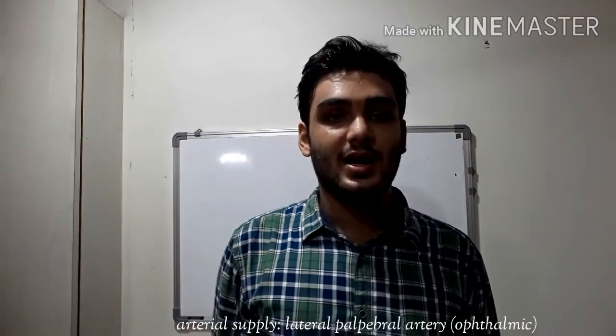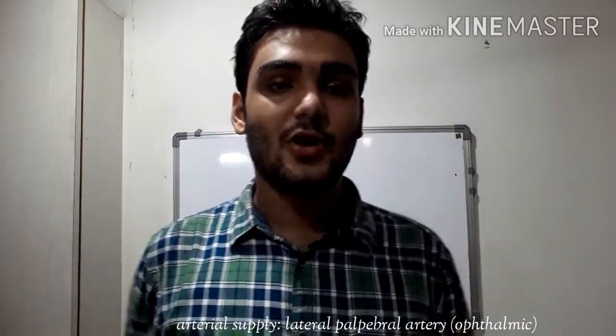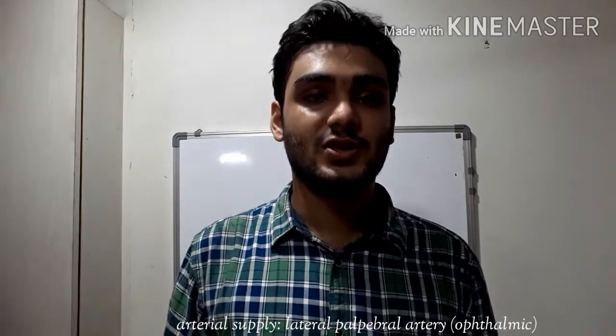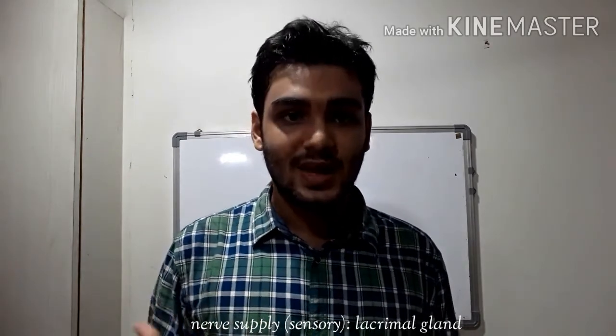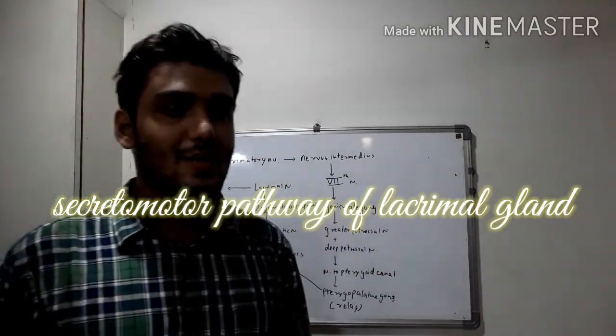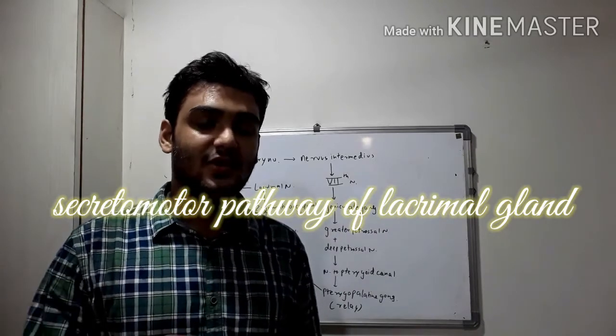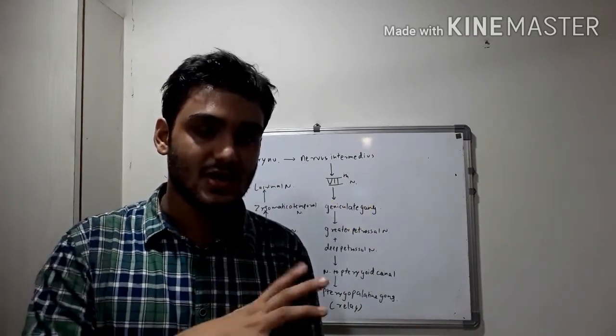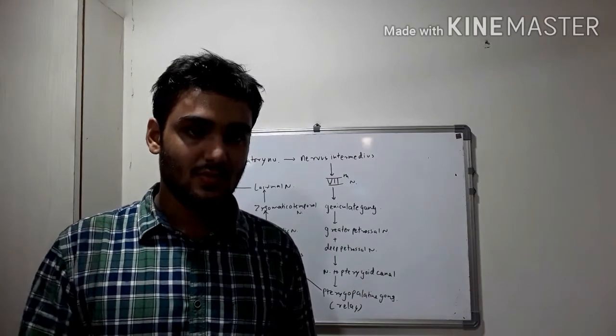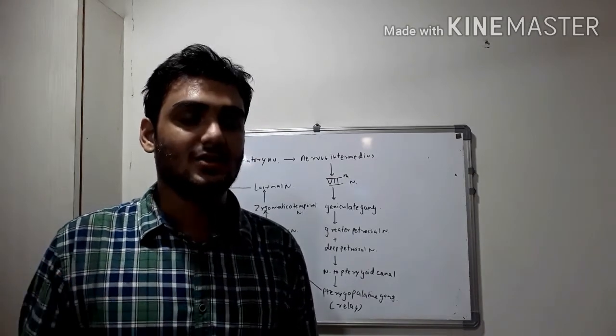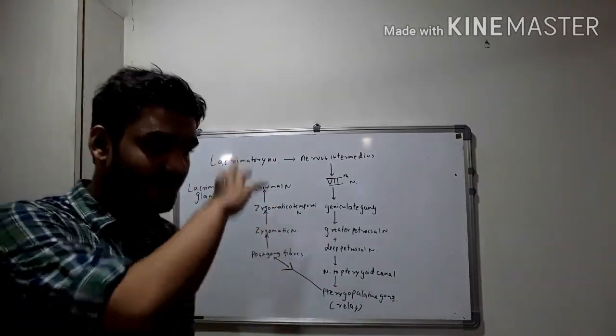So the arterial supply of the lacrimal gland is derived from the lateral palpebral artery, which is a branch of the ophthalmic artery. And talking about the nerve supply, the sensory nerve supply is derived from the lacrimal nerve, and for the secretomotor nerve supply, we shall discuss the entire pathway. The lacrimal gland is stimulated by signals from the facial nerve, but the fibers of the facial nerve are carried by the maxillary and the lacrimal nerves, and we shall see the entire pathway and comprehend it.